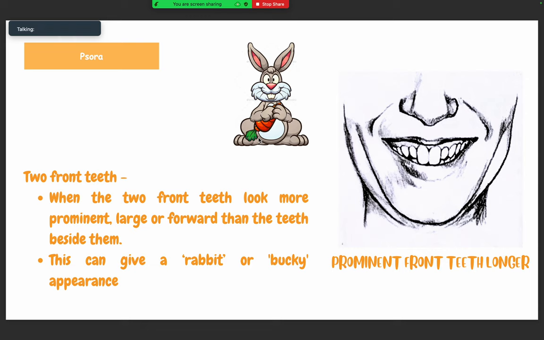Psora. In Psora, two front teeth are prominent. When the two front teeth look more prominent, larger or more forward than the teeth beside them, they would be different. They may be large, they may be slightly forward than the other ones. This can give a rabbit or buck appearance. So it looks like the teeth of a rabbit, because in a rabbit two front teeth are quite prominent. So prominent, longer front teeth are considered as Psora.